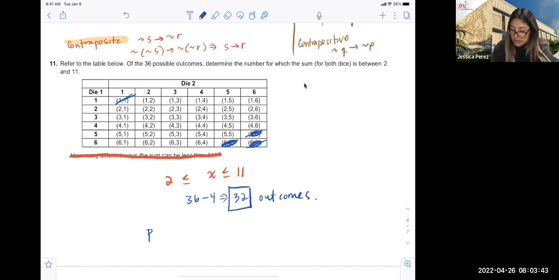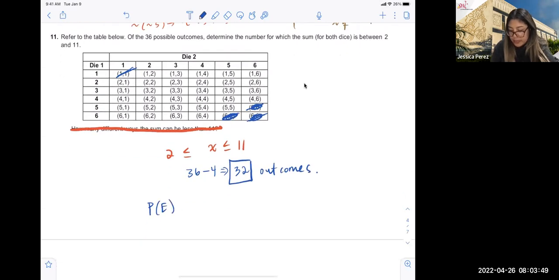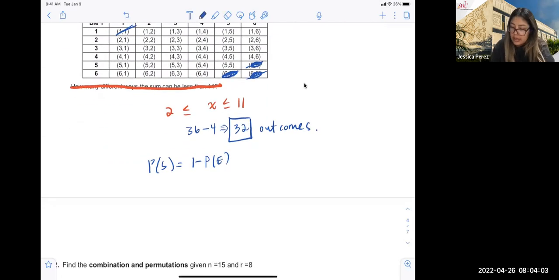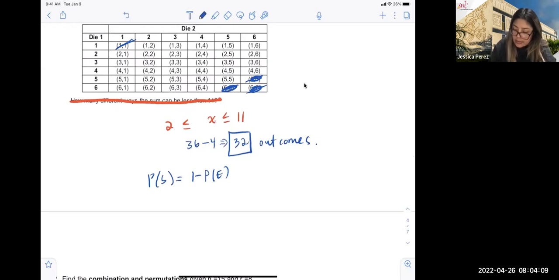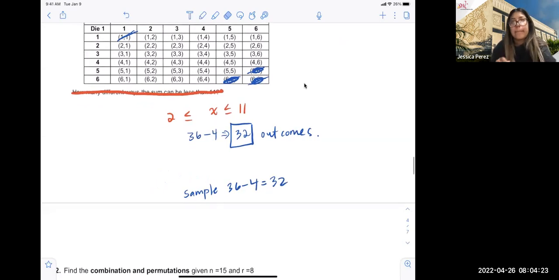You can also do it this way: the probability of the event is 1 minus the probability of the complement. The sample is 36, so 36 minus 4, the number of outcomes in the event is 32. Okay. So that's exactly what we're doing.